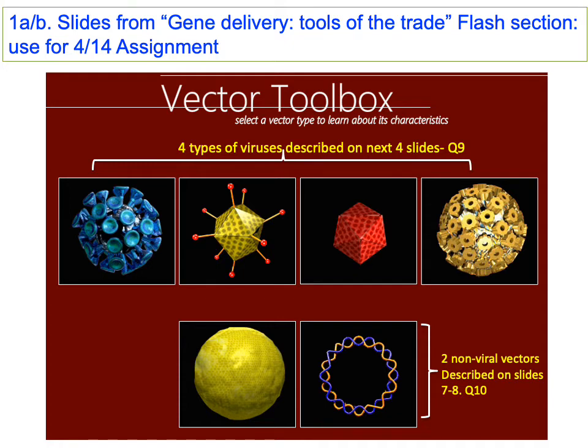What we're looking at here are several different vectors that are used in gene therapy experiments. A vector is just a way to deliver a wild-type copy of the gene to the cells. In this toolbox at the top, we have 4 types of viruses that are used as vectors. These are described on the next 4 slides. This will be helpful for question 9 of the 4/14 assignment. At the bottom are 2 non-viral vectors, described on slides 7 and 8, and this will be helpful for question 10.